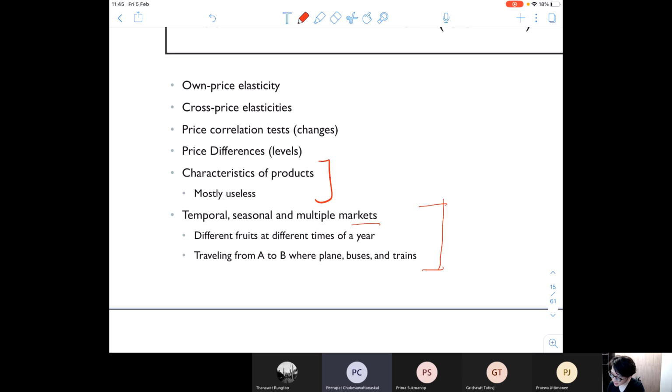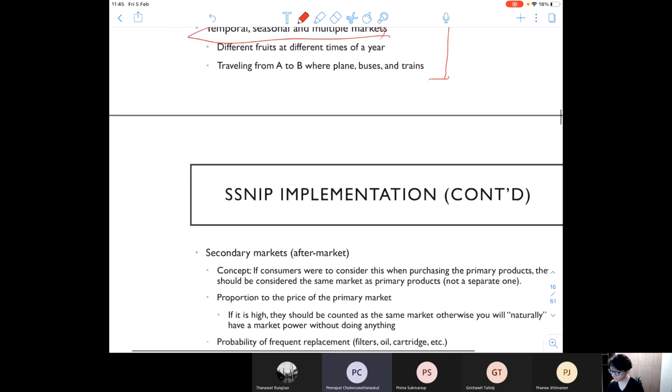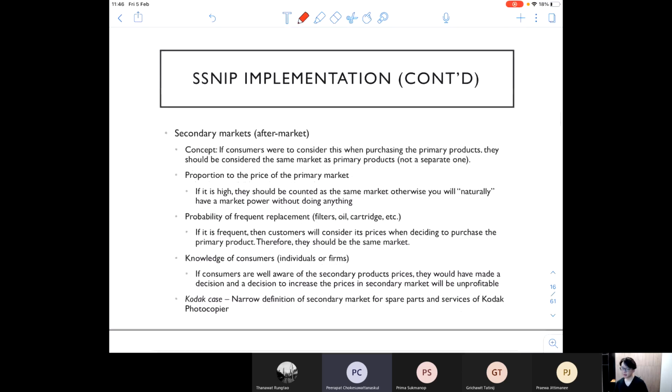And this last thing is temporal and seasonal and multiple markets. Well, you can talk about season, like fruits coming out at different seasons. Like in the summer we have durian and all these things, but in the winter we don't have it. So whatever comes out in the winter should not compete directly with fruits that come out in a different season, right? Okay. Well, that is pretty much something that you think about in terms of them substituting directly. But there's also another thing which is called secondary market.